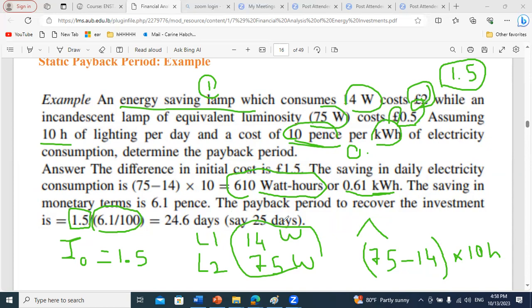And after the 25 days, I will start to save energy. And this is acceptable because the lifetime of the lamp is much larger than 25 days. It can last for several months. So this is why I can consider that this lamp is worth buying. Paying this extra amount will lead to much more energy savings and cost savings after.